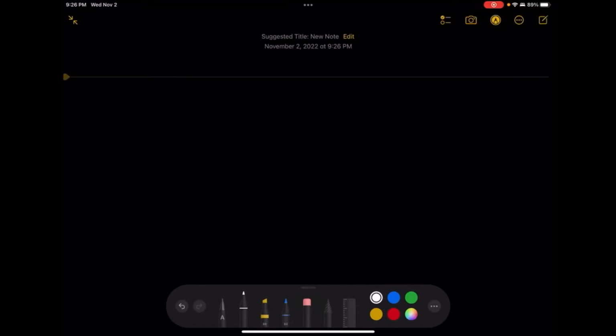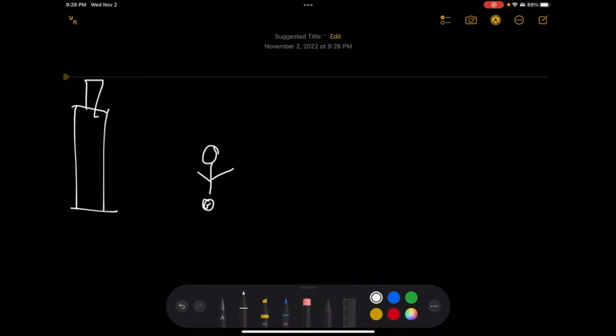Okay, so first you're going to take the object that you're trying to find the height of, and then you're going to mark a spot on the ground away from the object, and that's where you're going to stand. Now you're going to measure the distance between you and the object. In my case, that was 62 feet.